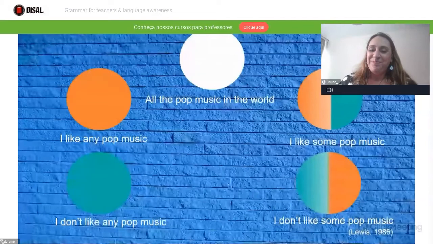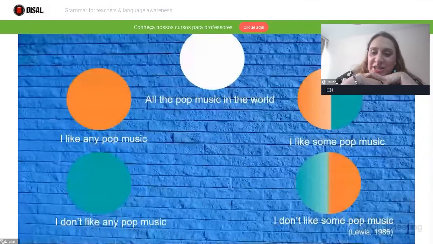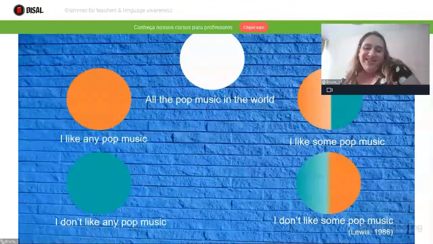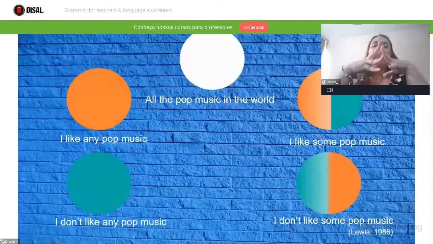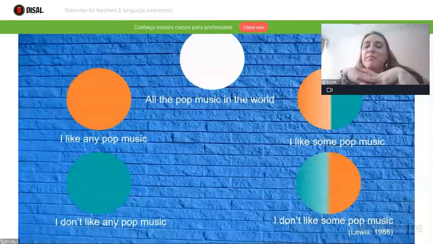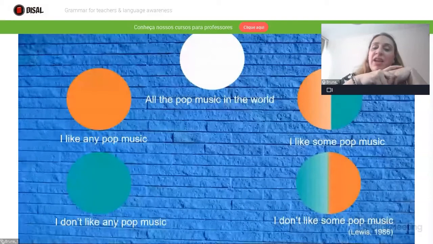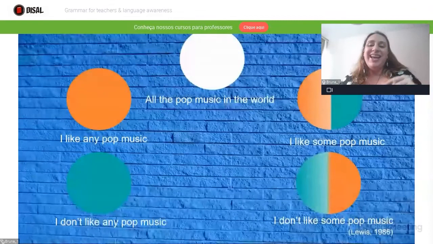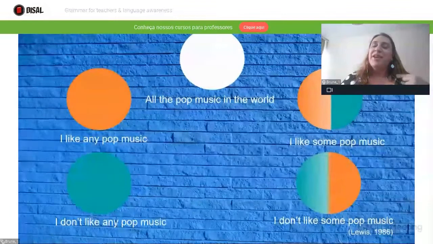In the same way, I can use some in the negative. I don't like some pop music, but I like other. Yes, I don't like some, but I like other kinds of pop music. So when we say that we should use any for interrogative and negative and some for affirmative, it's not always true. Like this example now, I can say I don't like some pop music, but that doesn't mean that I don't like any. So I don't like some and I don't like any have different meanings. And if I say I like some and I like any, they have different meanings too.